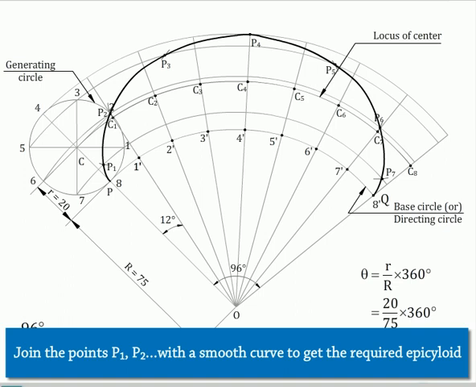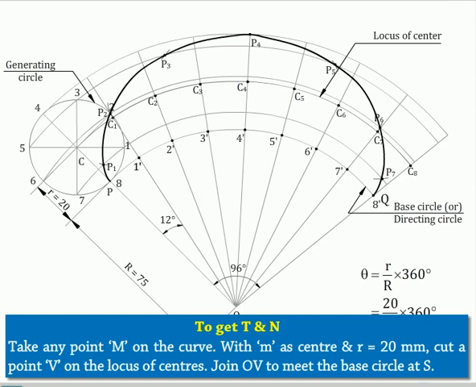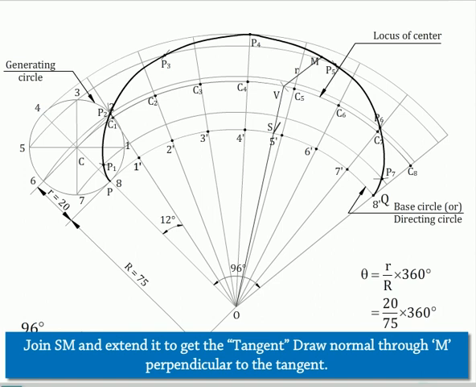To get tangent and normal, take any point M on the curve. With M as center and radius 20 mm, cut a point V on the locus of centers. Join O with V to meet the base circle at point S. Join S and M and extend it to get the tangent. Draw the normal through M perpendicular to the tangent.